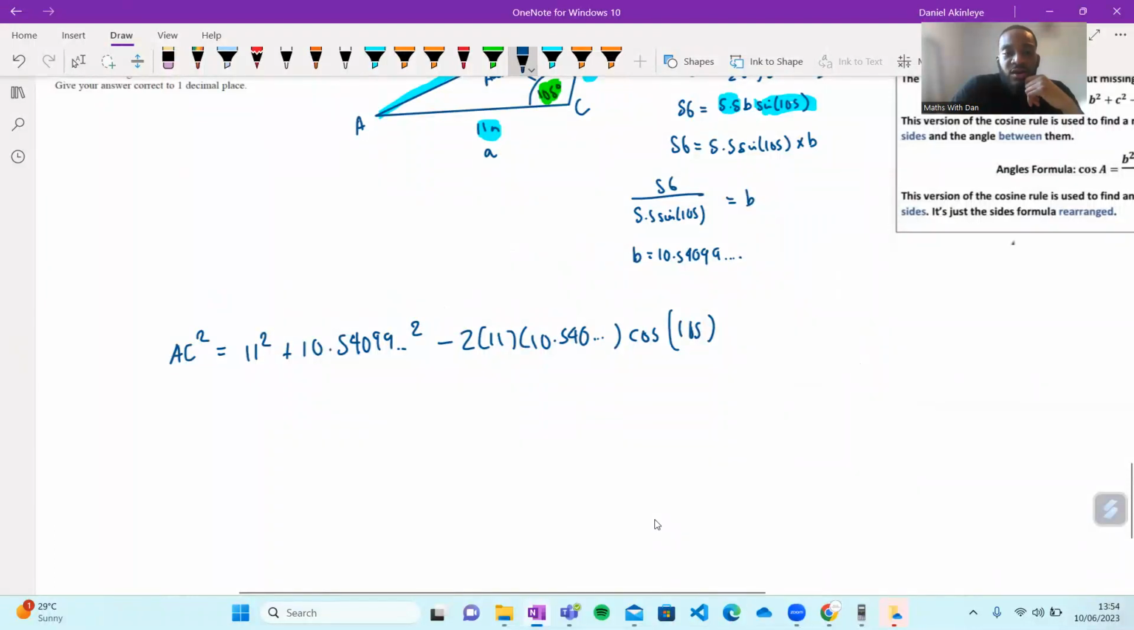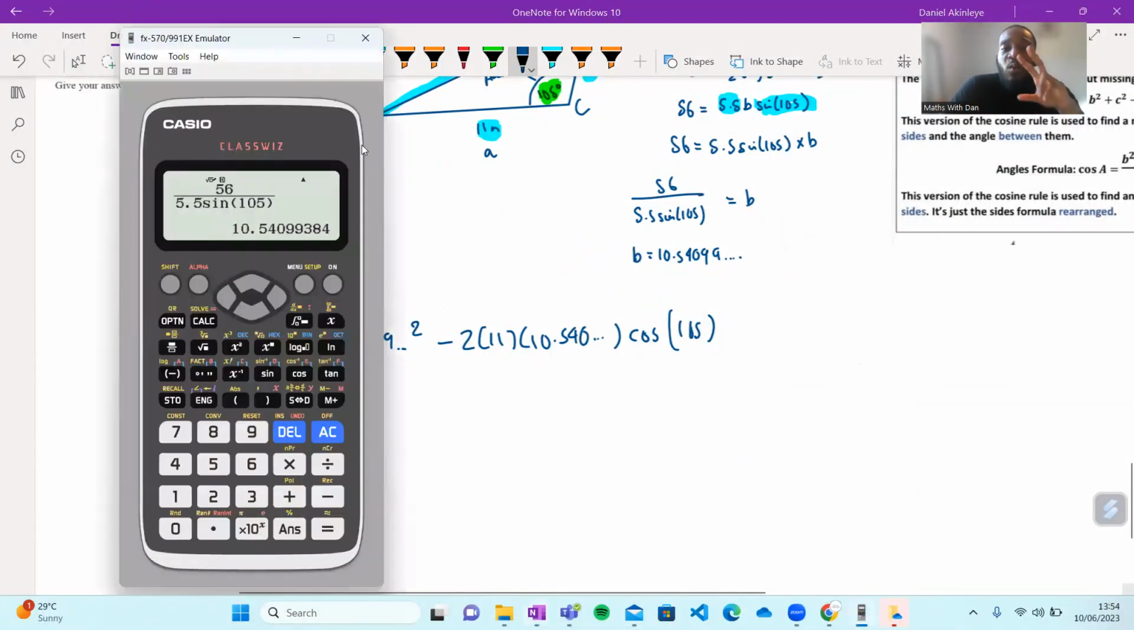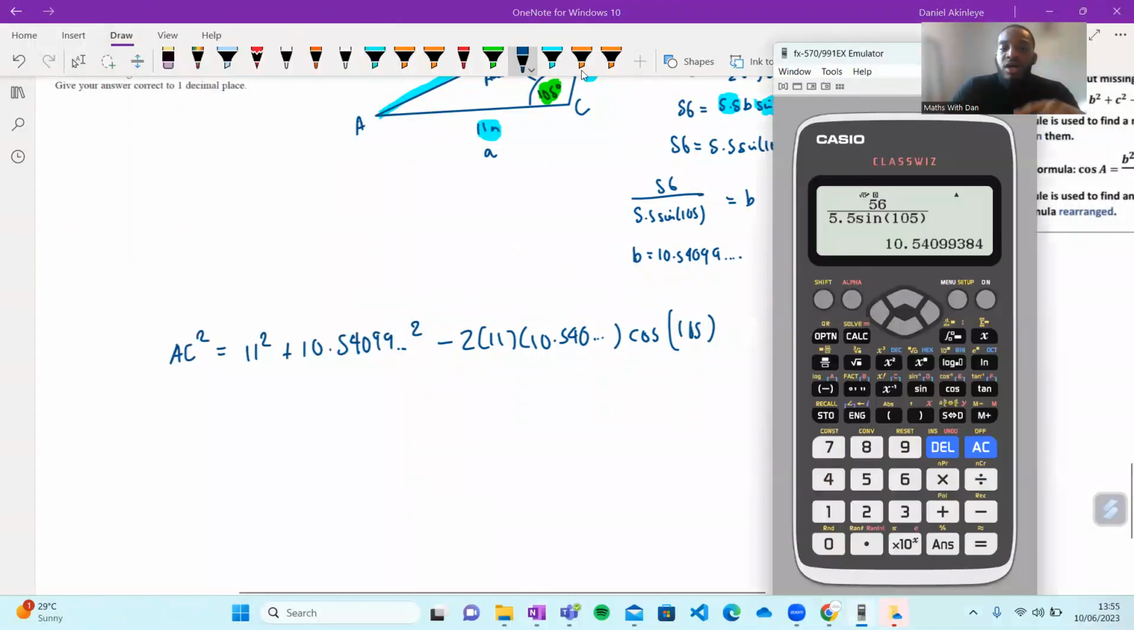Now, getting my calculator, I'm going to put this in. Remember, guys, when you're using your calculator, before you put it in, make sure you've written it all out correctly, and that what you write is exactly what you put in your calculator. Can you see I've got this answer stored here? I'm not going to write the 10.5 blah blah blah again because I have it there. So I'm just going to say 11 squared, plus answer squared, minus 2 lots of 11 times answer, cosine of 105. Make sure it's all okay: 11 squared, answer squared, perfect. 2 times 11 times answer, perfect. Click equals.